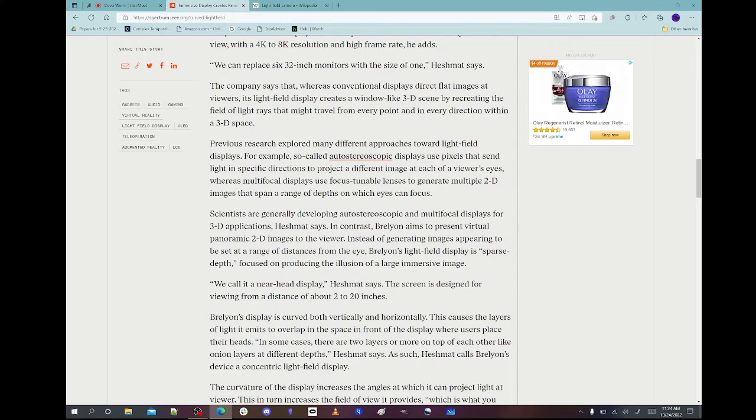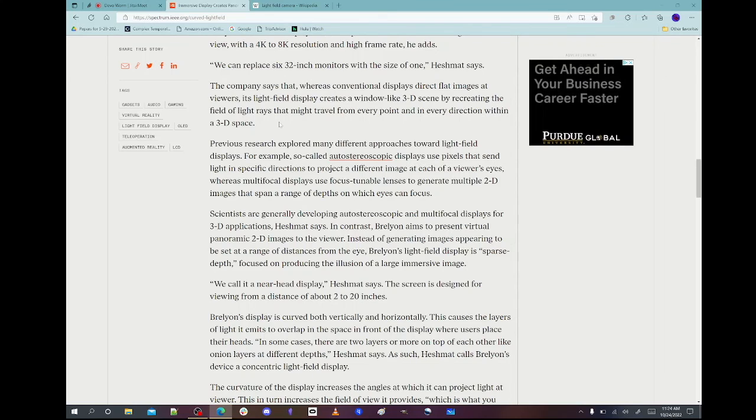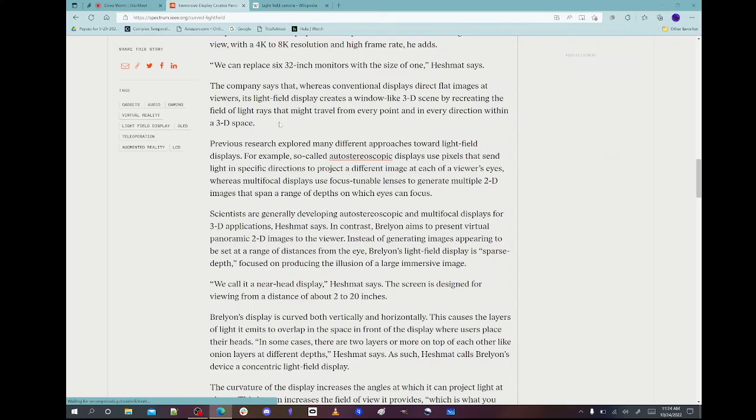And so whereas conventional displays direct flat images at their viewers, its light field display creates a window-like 3D scene by recreating the field of light rays that might travel from every point and in every direction within 3D space. So in a light field camera, you're capturing things from a three-dimensional space, and every ray of light that's coming, there are angles, so you have angle-sensitive pixels, you have things that are straight ahead, and then you can render it in the same way.